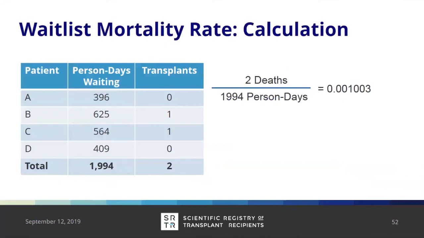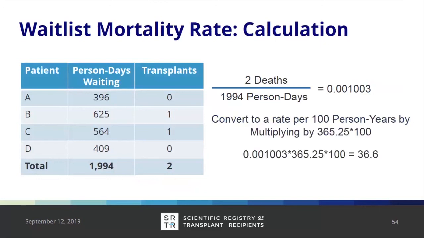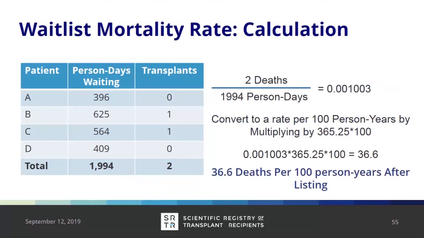So again, that calculation, we sum up that denominator, we sum up that numerator. We had 2 deaths in this case out of 1,994 days. And in the same fashion, we are going to convert that to a rate per person year. In this case, we get 36.6. And so we would describe this as for every 100 patients on your list, prior to being transplanted, 36.6 may be expected to die at that current rate.